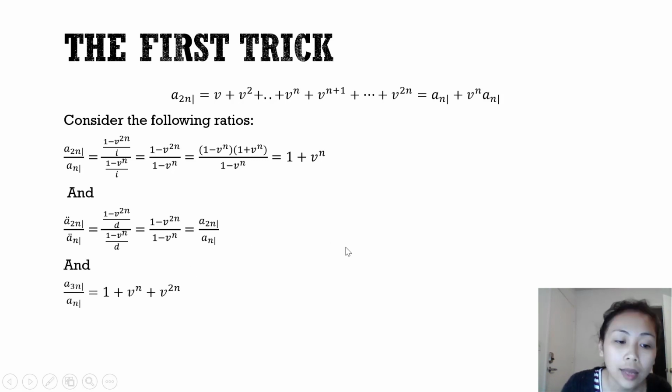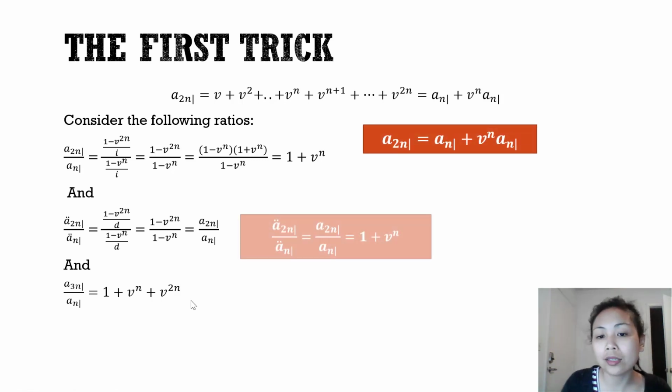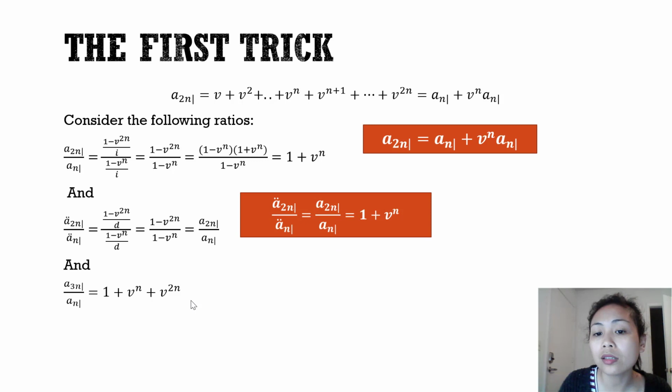One more, a of 3n over a of n. So similarly, if you write this formula out, you have a of 3n over a of n is 1 plus v to the n plus v to the 2n. So in short, these are the 3 formulas you have to memorize when you come to these things. Okay, so that is everything about today's lesson. And now we are going to work on some problems.